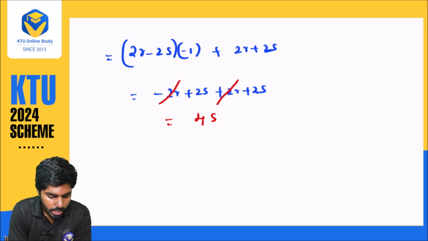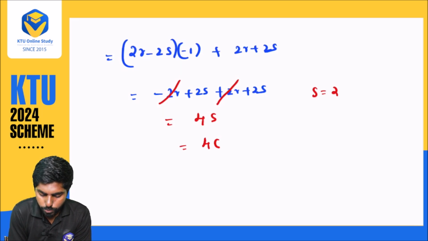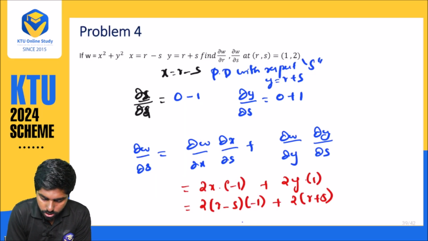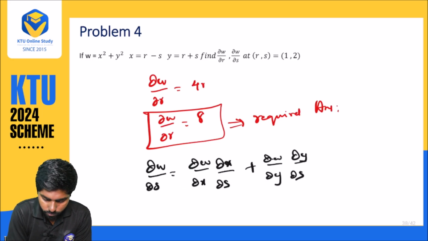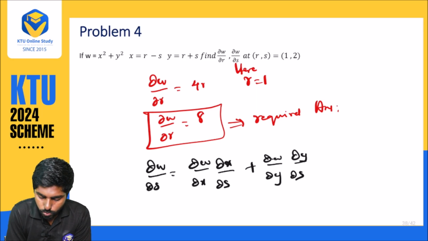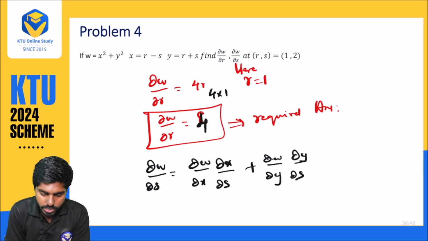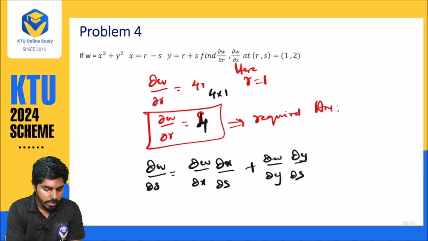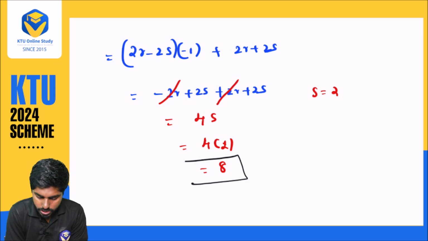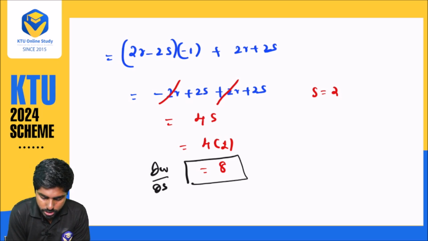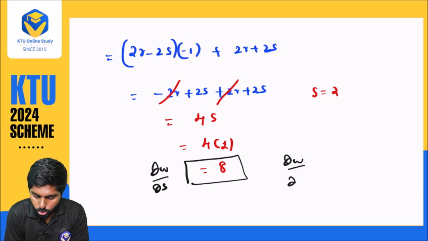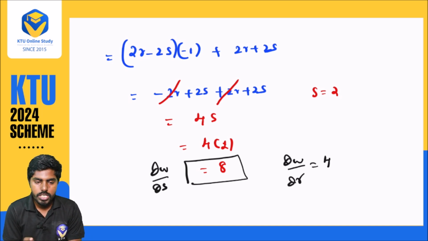So what is the value of x? The x value they have given is 2. So x is equal to 2. So we can write 4 into 2, that is nothing but, what is the answer? 8. And here r value is 1, so this is 4 into 1, that is nothing but 4. Here the required answer is 4, and here the required answer is 8. That is ∂w/∂x is equal to 8 and ∂w/∂r is equal to 4. Okay, so this is our required answer.